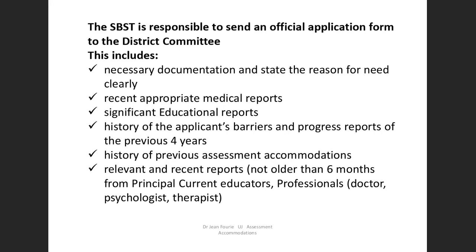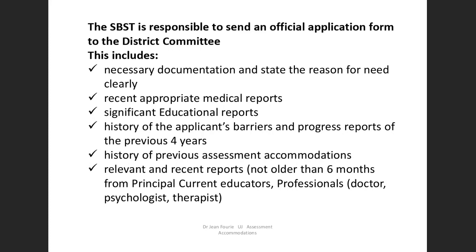And so there should also be history of any previous accommodations, assessment accommodations that were given, so we can see if the barriers worked. The accommodations, did they assist the learner or did they not assist the learner? And will the learner be able to show what they know by having the accommodations in place again?